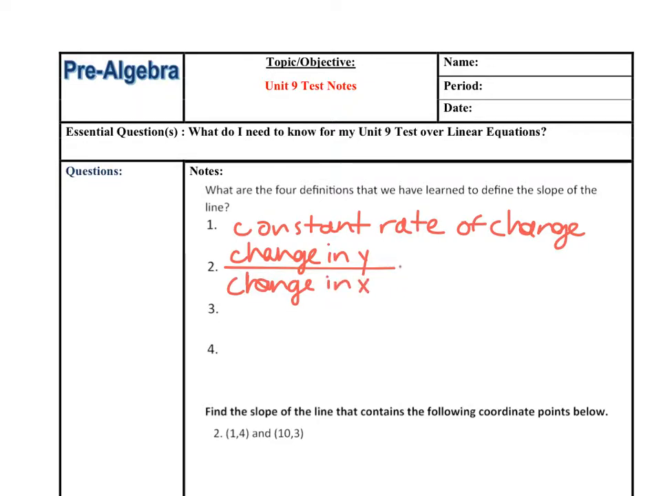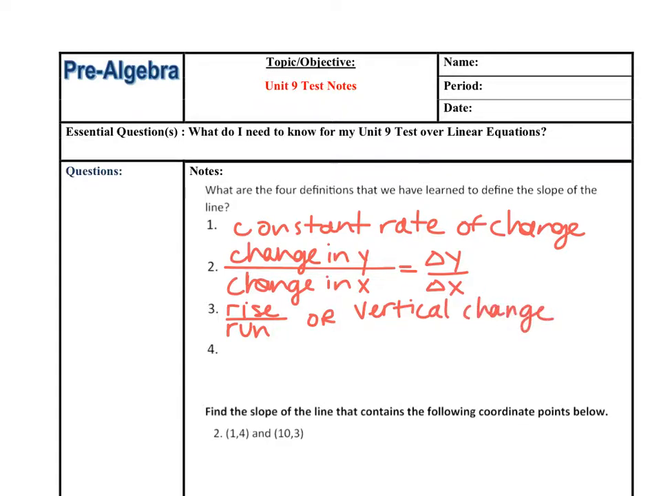Sometimes you'll see it written like this, with the triangles, which just mean the same thing, change in y over change in x. We also talked about on a graph, it can be either rise over run, or the vertical change over the horizontal change. And lastly, when we're talking about between 2 points, we do y2 minus y1 over x2 minus x1.